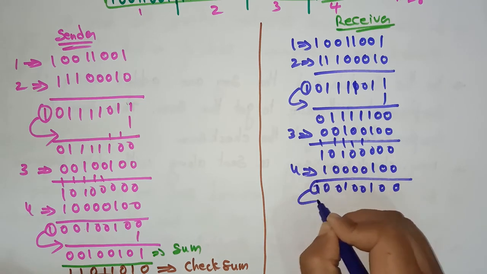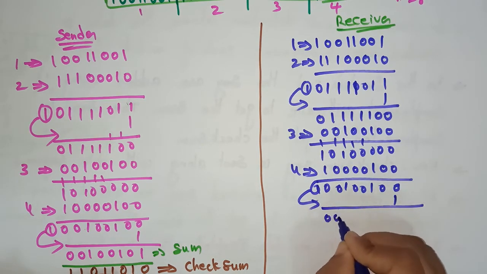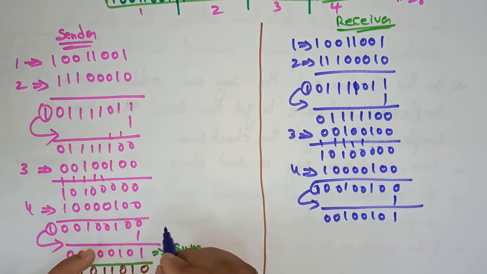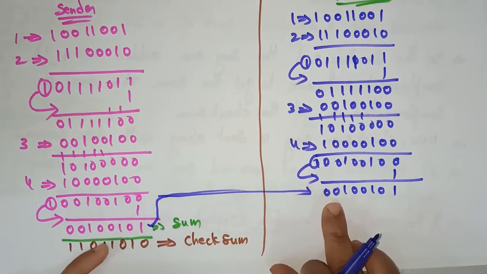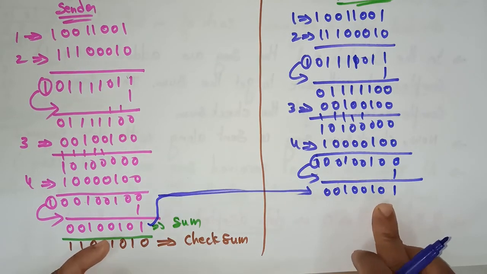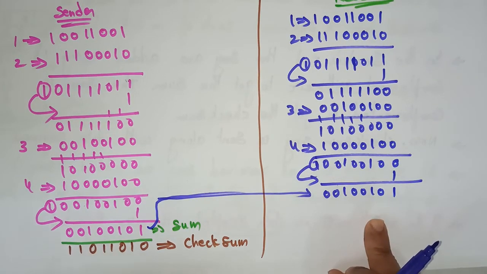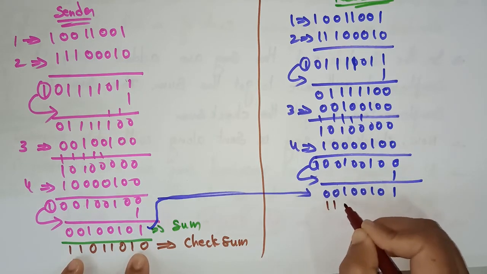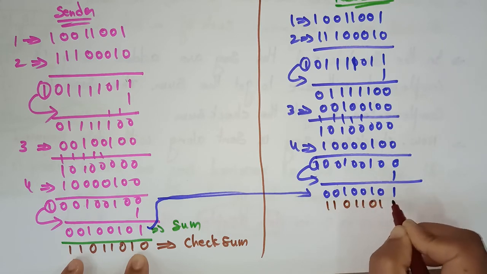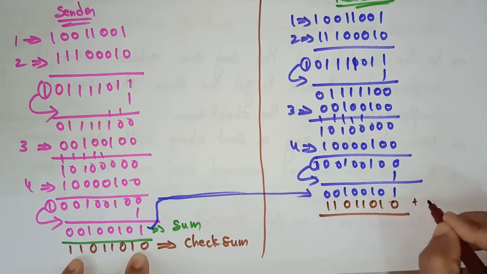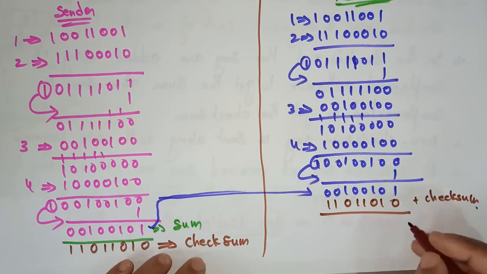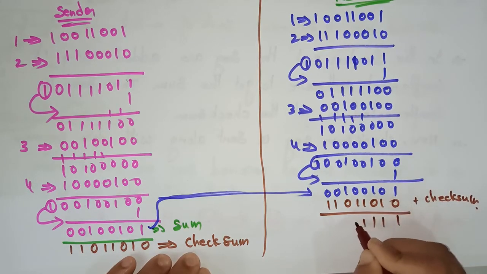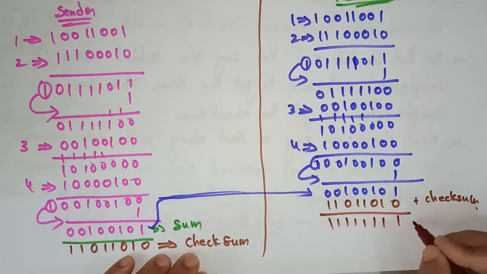If you add this, you are getting 1, 0, and try to add this one here, and this is your sum. So this is what you are getting here. This is a sum: 0, 0, 1, 0, 0, 1, 0, 1. For this sum, after the fourth segment, try to add the checksum. What is the checksum here? The checksum is 1, 1, 0, 1, 1, 0, 1, 0. So try to add the checksum. Now do the ones complement arithmetic operation: 1, 1, 1, 1, 1, 1, 1, 1. So this is your sum.